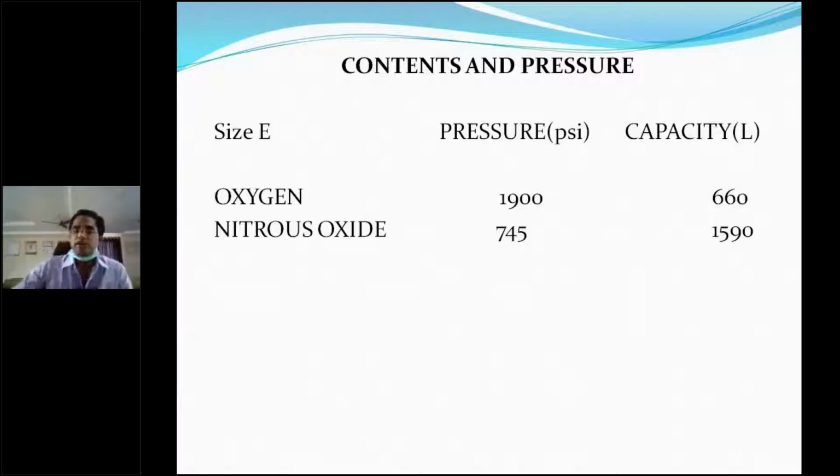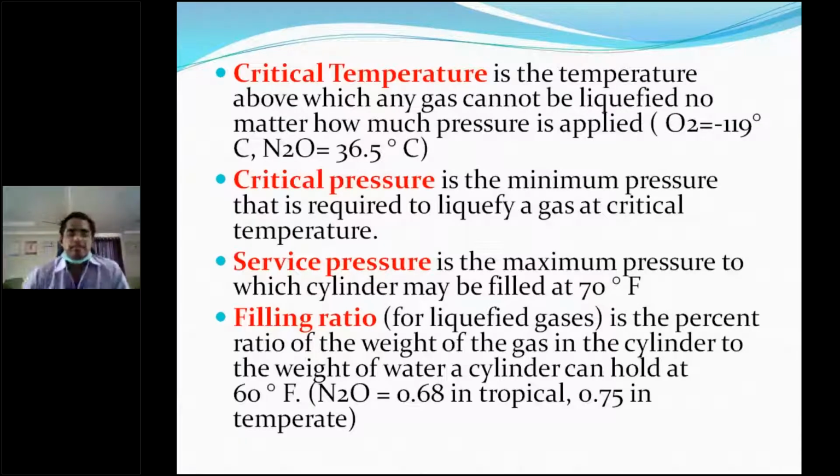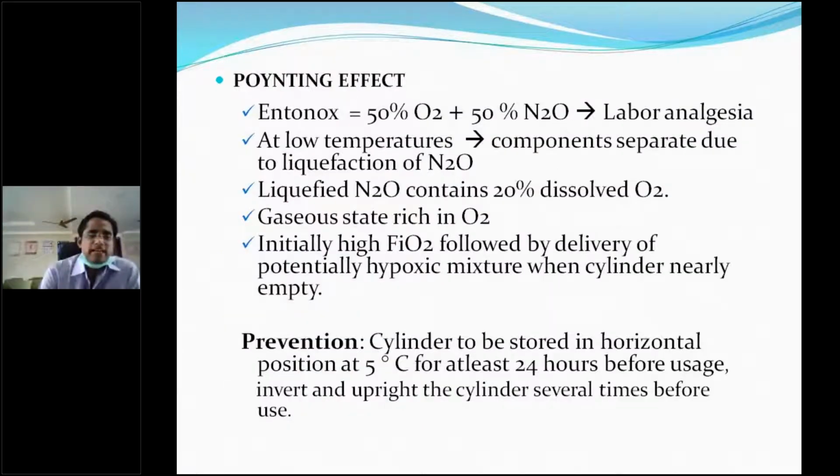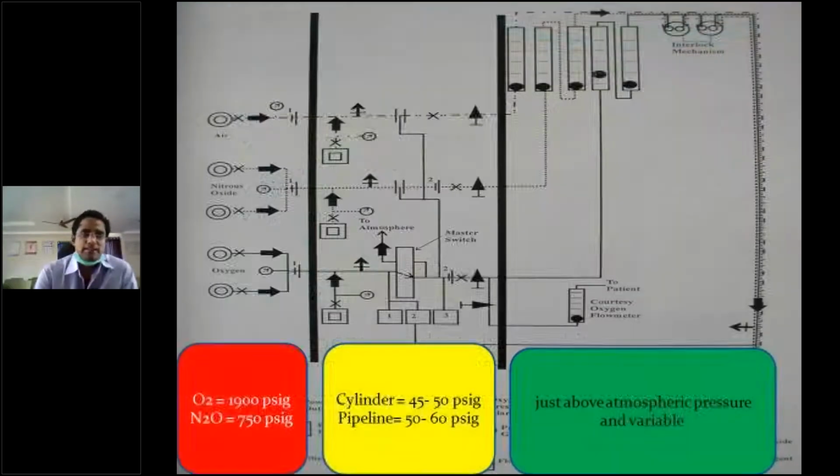it is 745. The capacity of the oxygen cylinder is 660 liters, and the capacity of the nitrous oxide cylinder is 1590 liters. These are the important basic physics required. One is about the critical temperature and critical pressure. Again, this is for postgraduates, not for the undergraduate level, so I'm skipping this. Even the pointing effect is different.